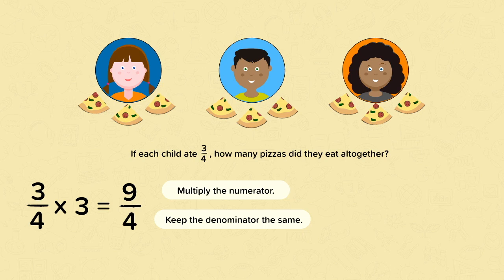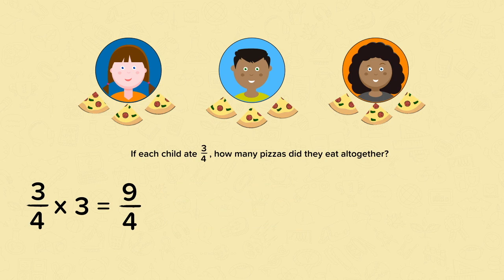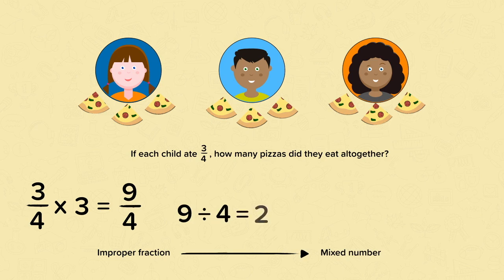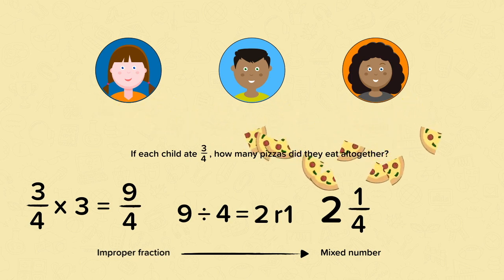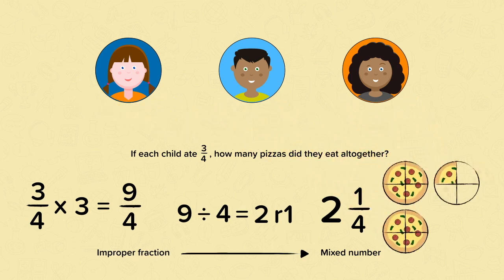But 9/4 is an improper fraction, so we need to convert it into a mixed number. To convert 9/4 from an improper fraction to a mixed number, we need to divide the numerator by the denominator. 9 divided by 4 equals 2 remainder 1. The 2 in 2 remainder 1 becomes the whole number of 2 in the mixed number, and the remainder 1 becomes 1/4. So 3/4 times 3 equals 2 1/4. This is represented in the model, where there are 2 whole pizzas and 1/4 of the pizza.